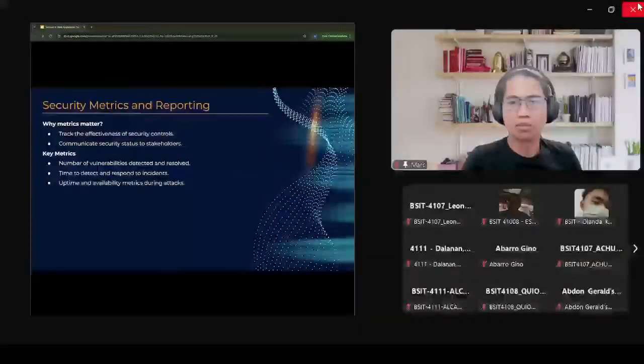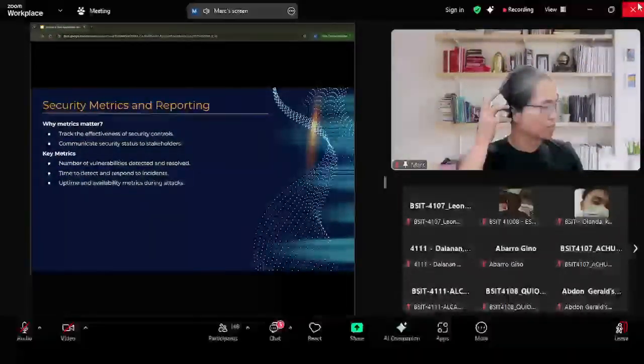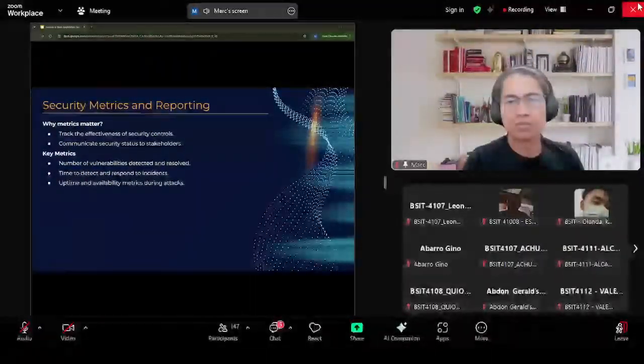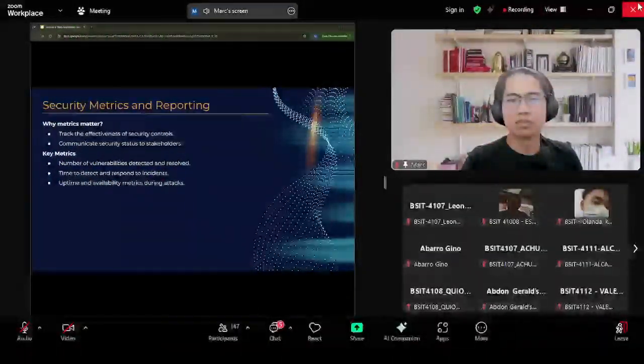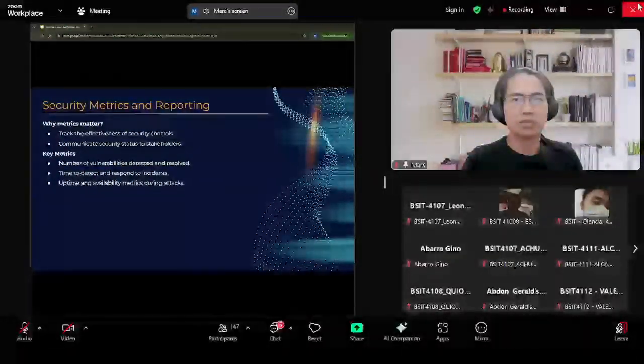Now, let's focus on some key security metrics that every organization should track. First is the number of vulnerabilities detected and resolved. This metric reflects how many security gaps have been identified and remediated. It's especially valuable when broken down by severity, such as critical, high, medium, or low-risk vulnerabilities. A reduction in unresolved vulnerabilities over time indicates the effectiveness of your vulnerability management program.